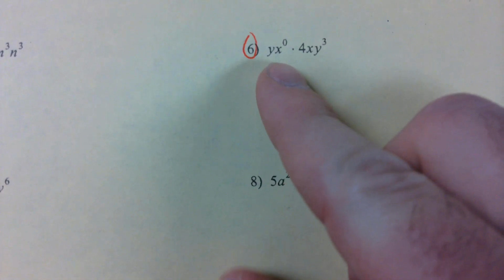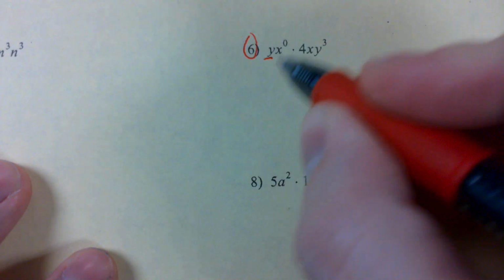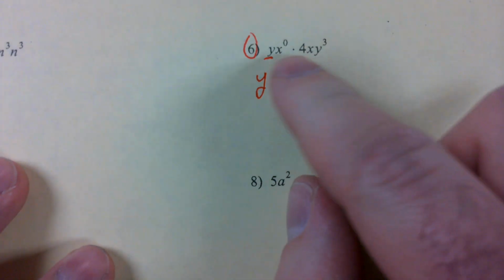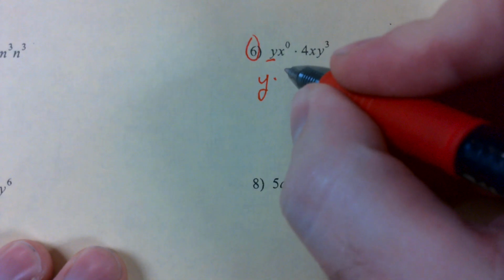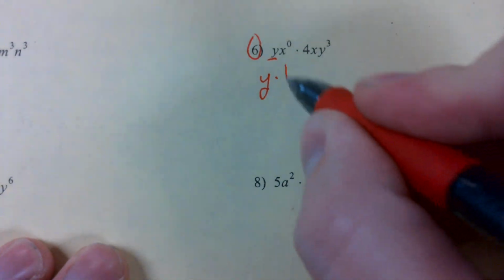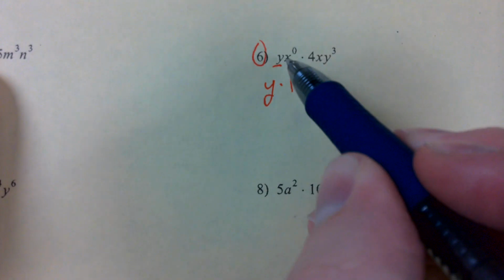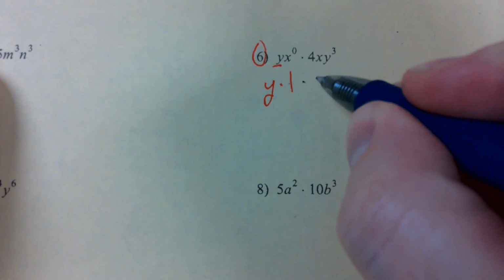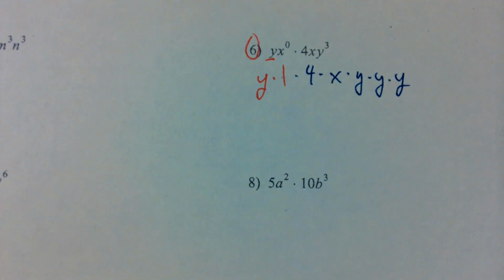Okay. Down to number 6. Now here we've got an interesting situation because we've got an x to the 0th power. So I'm going to go ahead, I'm going to expand all this out. I've got a y. Now, if I have x to the 0, how many times am I going to write out the letter x? 0 times. What am I going to write instead? Well, what is x to the 0th equal to? 1. Right? That's where I think a lot of the confusion may have come from there. X to the 0th is just 1. And then we have 4 times x times y times y times y.